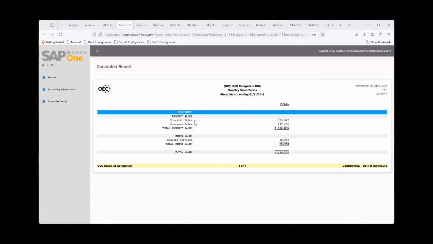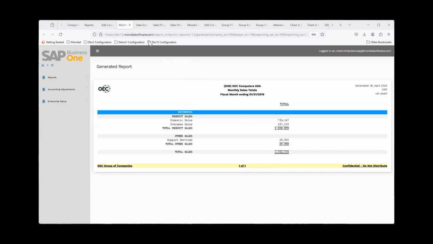The breakdown actually comes from the GL account structure. So there are different GL account ranges behind each of these line items. And you can see that the totals for the months are shown here, and they add up to a total sales for the month of about $1.062 million.